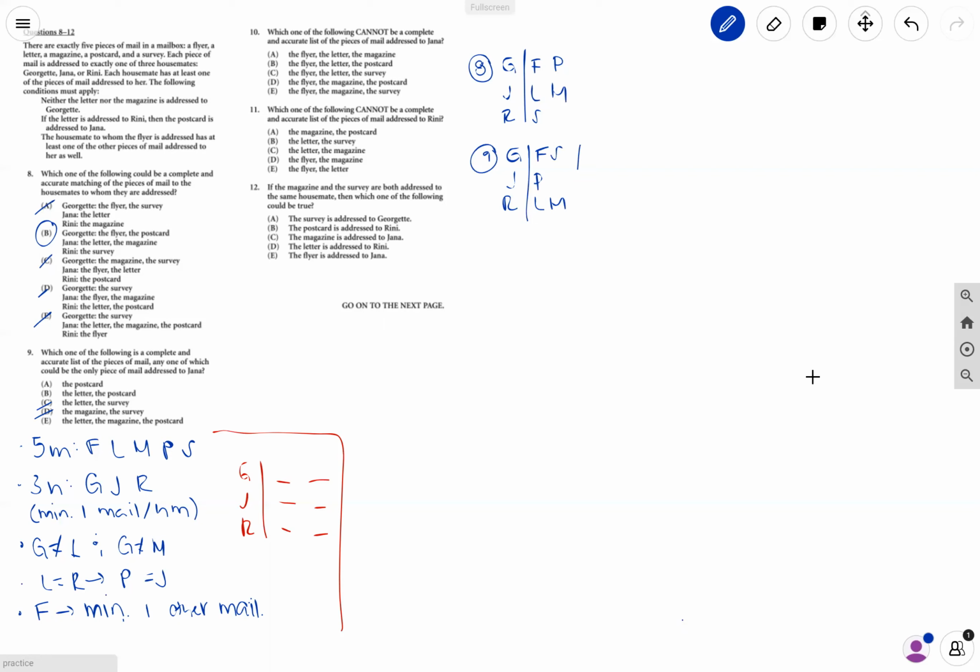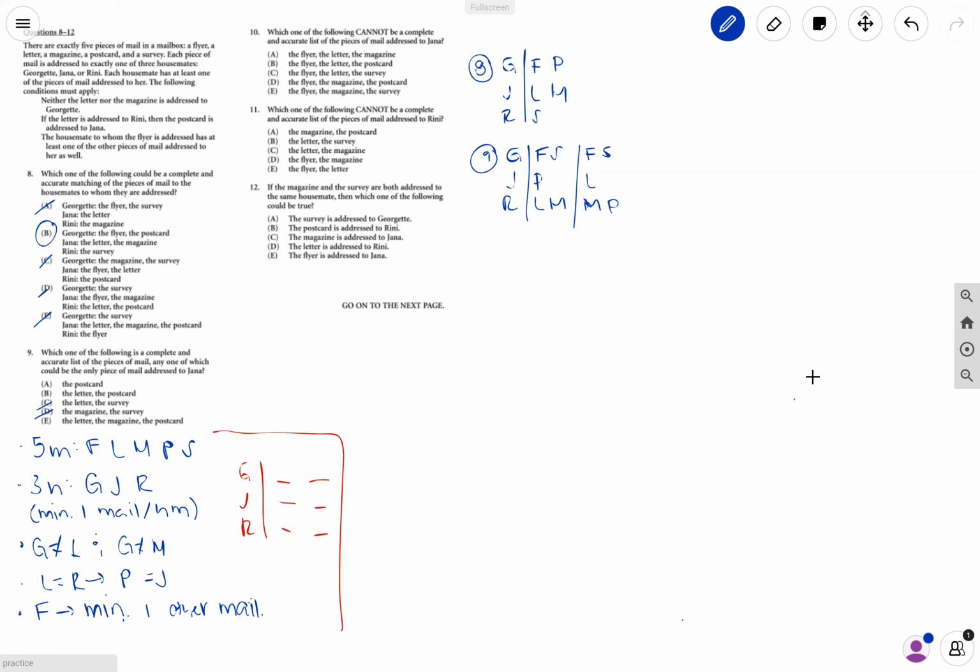The next thing I'm going to check, A has postcard, B has letter and postcard, and E has letter, magazine, and postcard. So I'm going to plug in L over here and see what happens when I put that in there. So if I were to plug in L, I'm going to put in M over here because I know that M can't go with G. I'll put F over here, S over here, and P over here.